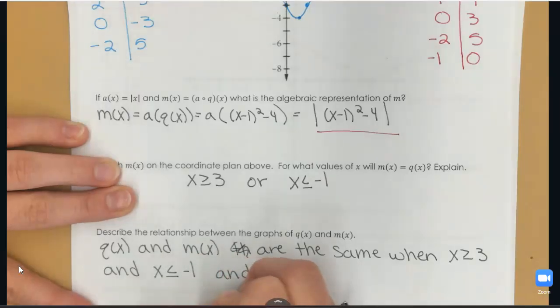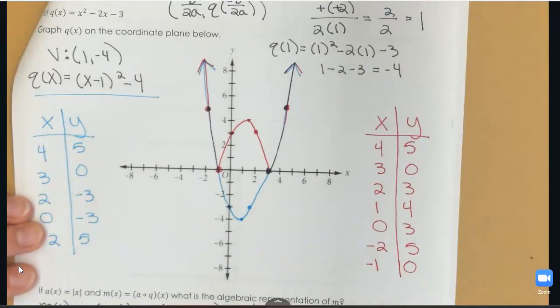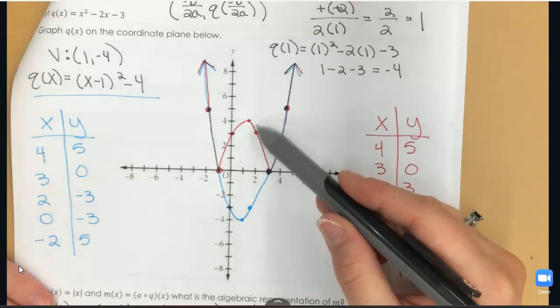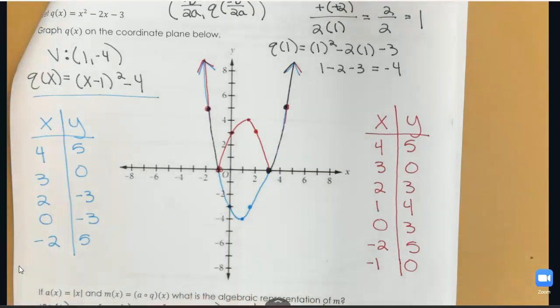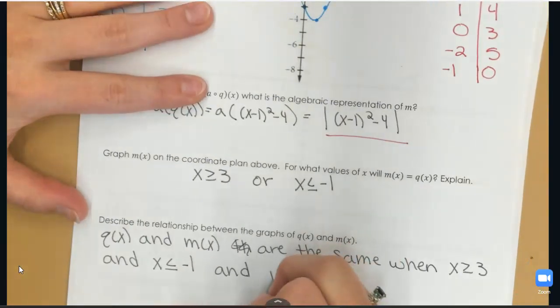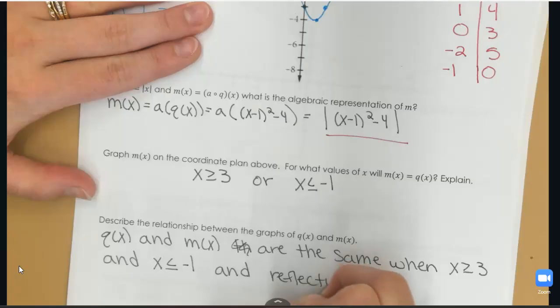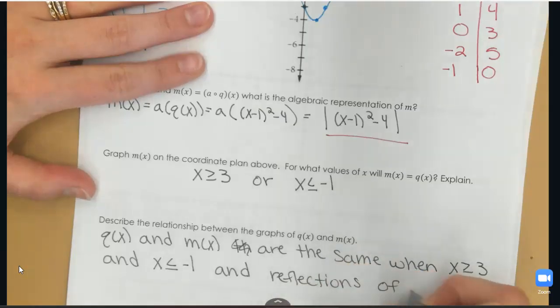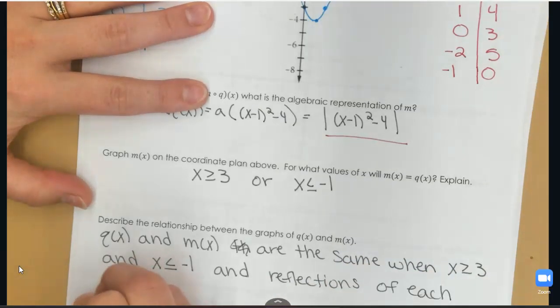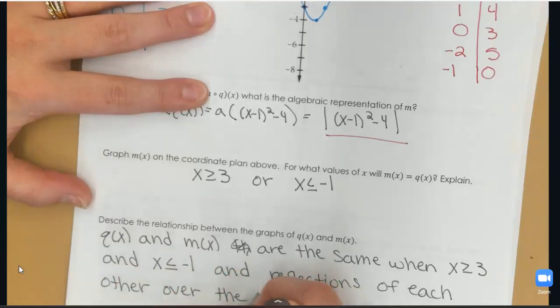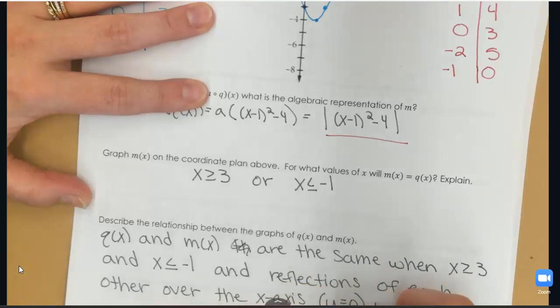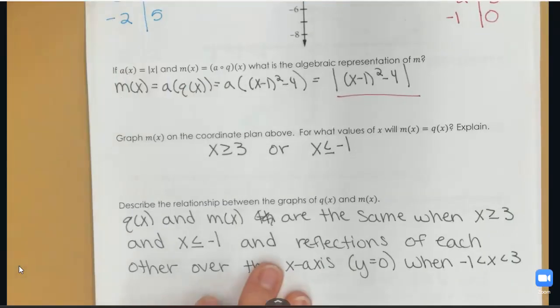And then I need to figure out what's happening between negative 1 and 3. Well, if I'm looking again here, these two are a reflection of each other, a mirror image across that x-axis again. So they are, again, reflections of each other over the x-axis, which is that vertical line, y equals 0, when x is between negative 1 and 3.